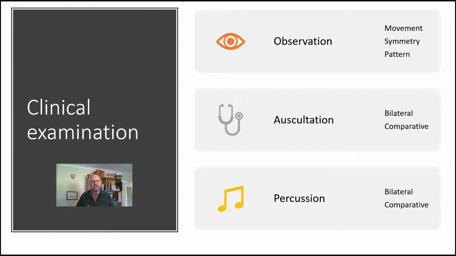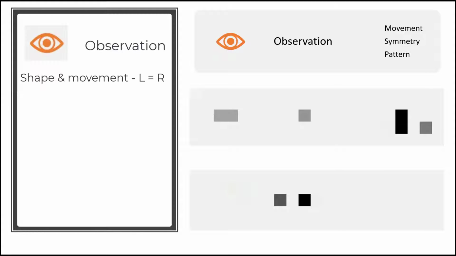The clinical examination of the respiratory system tends to have three separate phases. The first is observation, the second auscultation, and the third percussion. Or in other words, a look, a listen, and a feel component to the assessment. Under normal circumstances, the chest is symmetrical, and so is the movement of inhalation and exhalation. In other words, the left and right sides of the chest mirror each other in terms of shape and movement.